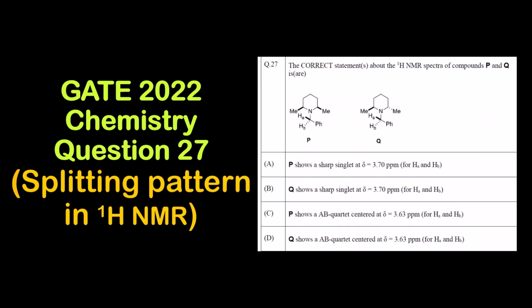So in today's video, we are going to solve question 27 of the GATE 2022 chemistry paper, which is based on splitting pattern in 1H NMR spectrum or proton NMR spectrum. This is a question asking for the correct statement or statements. That means this is which type of question? MSQ type of question. What is MSQ? Multiple select question. One or more than one answers are correct.